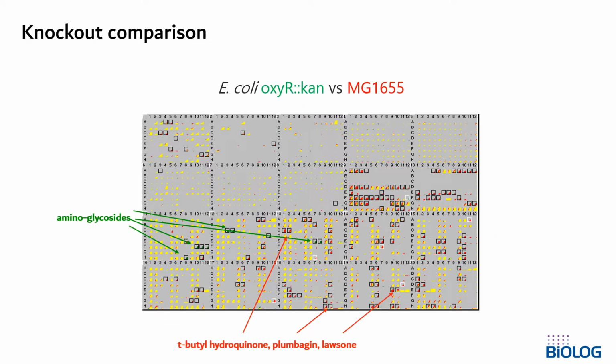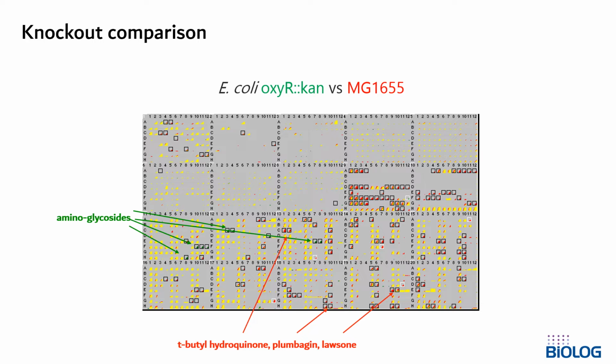This is a more interesting example of mutating a regulatory gene. In this case, we've interrupted the OxyR gene by inserting a kanamycin-resistant cassette. So the OxyR gene that we've mutated here is a global transcriptional regulator of the oxidative stress response. And we can see that this mutation affects a variety of cellular phenotypes.